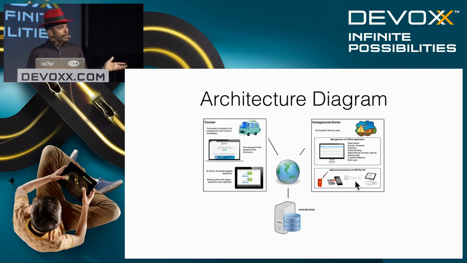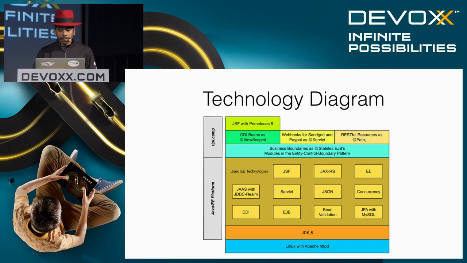Then from the traveler perspective, of course, you can access the application, which could be either hosted on-site on the campground or as a SaaS in the tippy.camp data center. So here my traveler is accessing the website. These are my two primary consumers of tippy.camp.